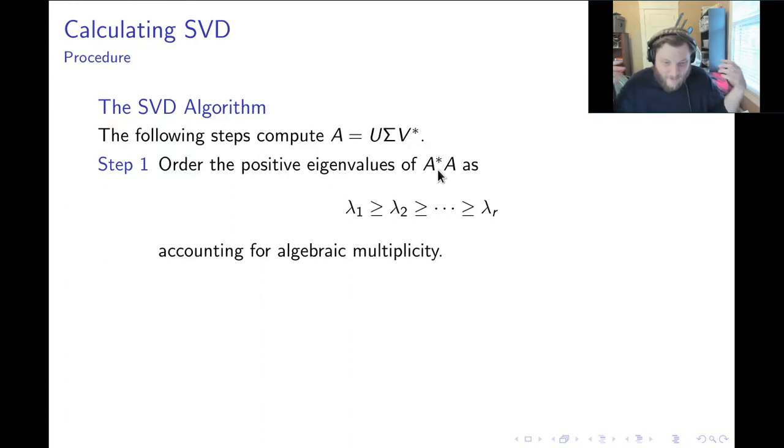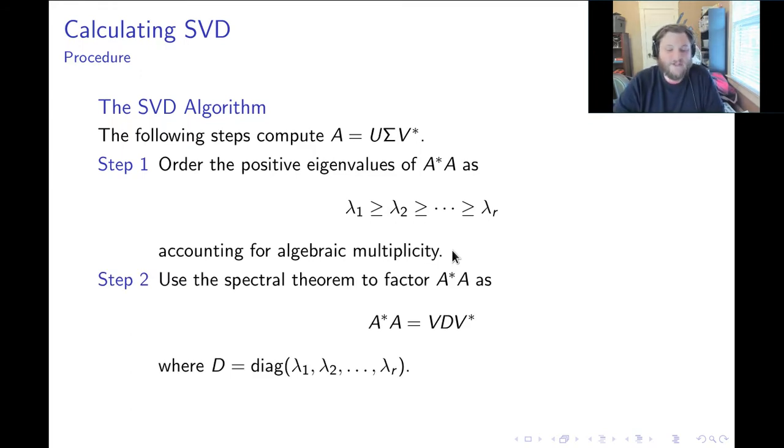Here's where a lot of what we've done in the course comes together. Remember that the Gramian of our matrix, A star times A, is a positive semi-definite matrix. So that has the same rank as A. So what we do is we order all of the positive eigenvalues of the Gramian, lambda 1, lambda 2, down to lambda r, accounting for algebraic multiplicity. We can do this because A star A is a positive semi-definite matrix.